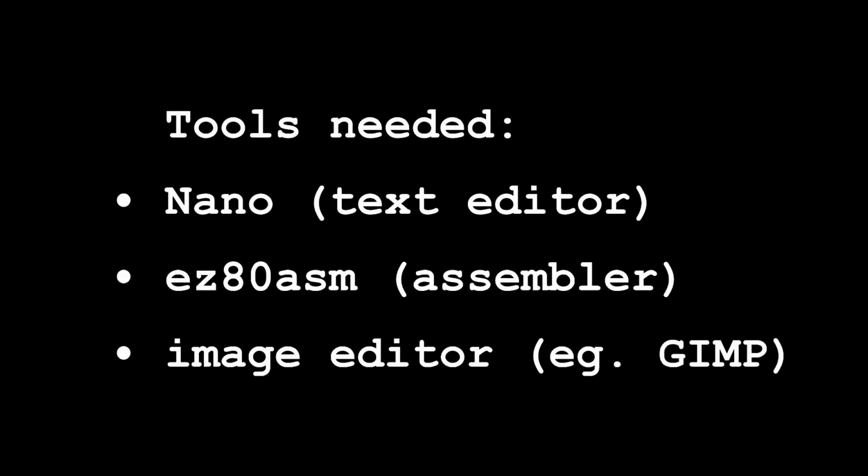As usual, the normal tools you'll need are just Nano and the Easy80 assembler. A couple of sample images are included within the source code, but if you want to create your own images then you will need an image editor such as GIMP.